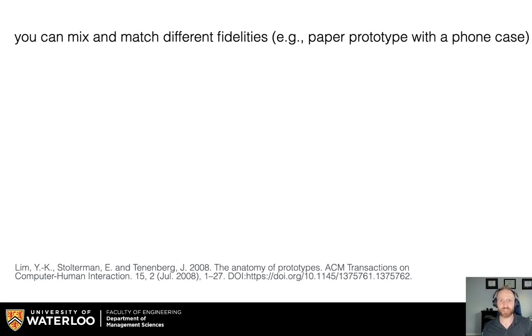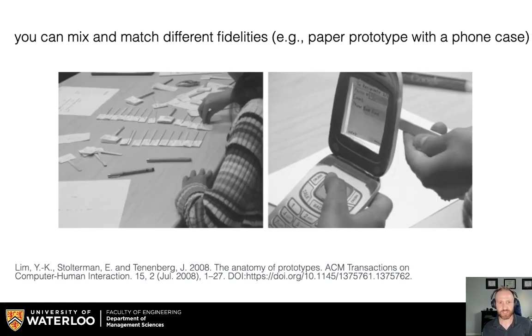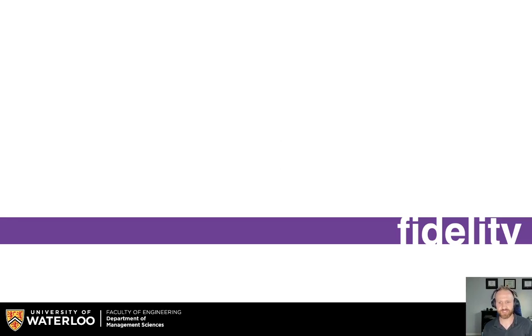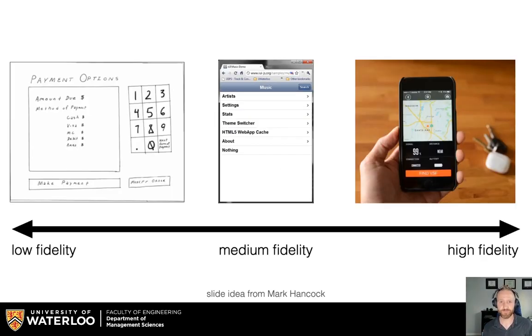You can also mix and match different fidelities. You can take a prototype and mix it with something that is closer to the final product, a phone case. So you may have all these different popsicle sticks and paper with writing on it to try and prototype something very, very quickly. And then you may have someone hold the physical phone. You can kind of mimic what's going on. And we'll talk about that when we talk about paper prototyping. But before, we should probably talk about the word fidelity, since we've mentioned this a few times in this class. So let's make sure we understand what it means.